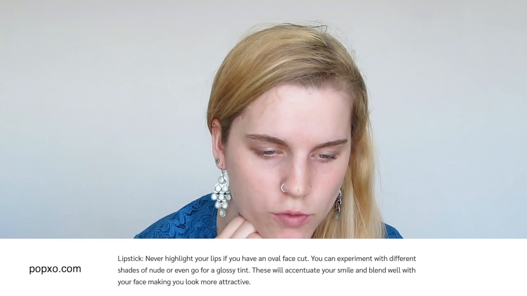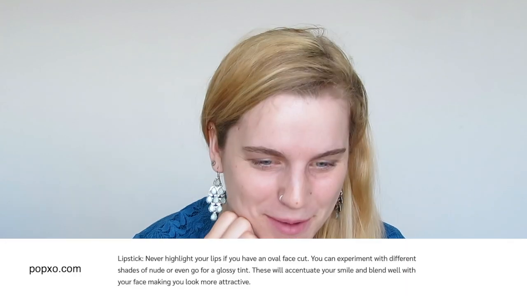You can experiment with different shades of nude or even go for a glossy tint. These will accentuate your smile and blend well with your face, making you look more attractive.